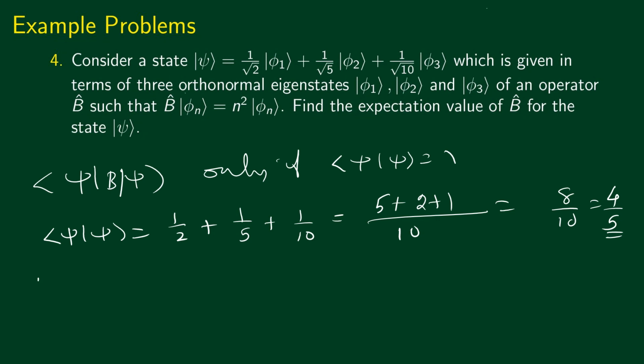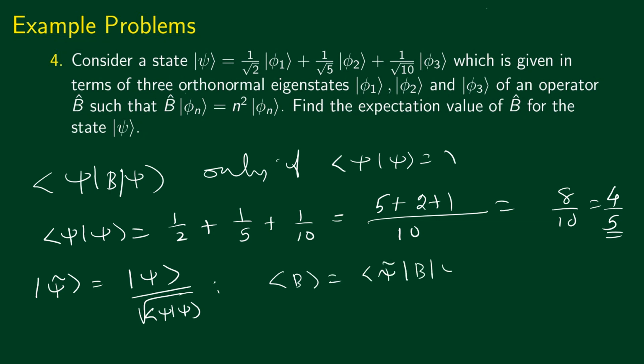So actually what we do is that if the state is not normalized, we take a normalized state, dividing by the square root of bra psi ket psi. Then we can find the expectation value. The expectation value of B is equal to bra psi tilde B ket psi tilde, since now it's normalized, this result will work. Let's say that this is the normalized state, ket psi tilde.